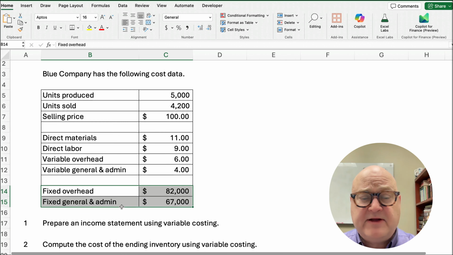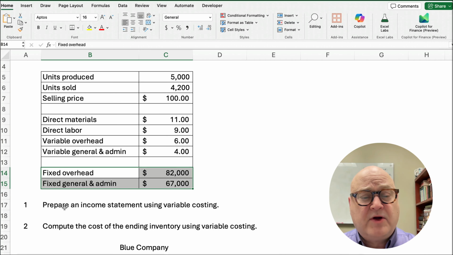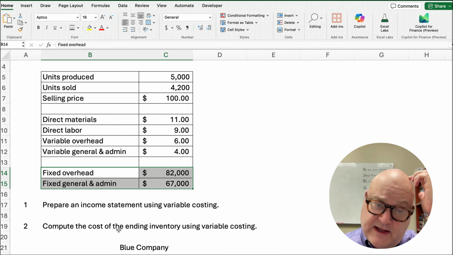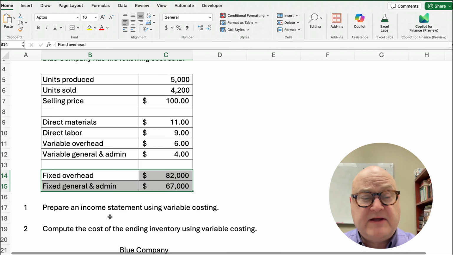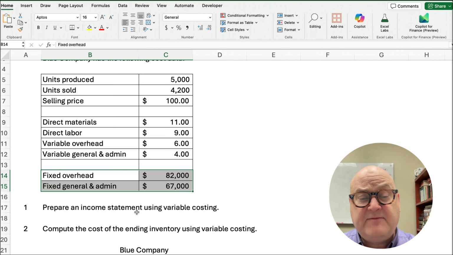So our task here is to do 2 things. We're going to prepare an income statement using variable costing, and we're going to calculate what is the cost of the ending inventory using variable costing. Now, our traditional method is now called absorption costing in this chapter, and it's going to give us a little bit different income statement profit, and it'll give us a different cost of ending inventory.